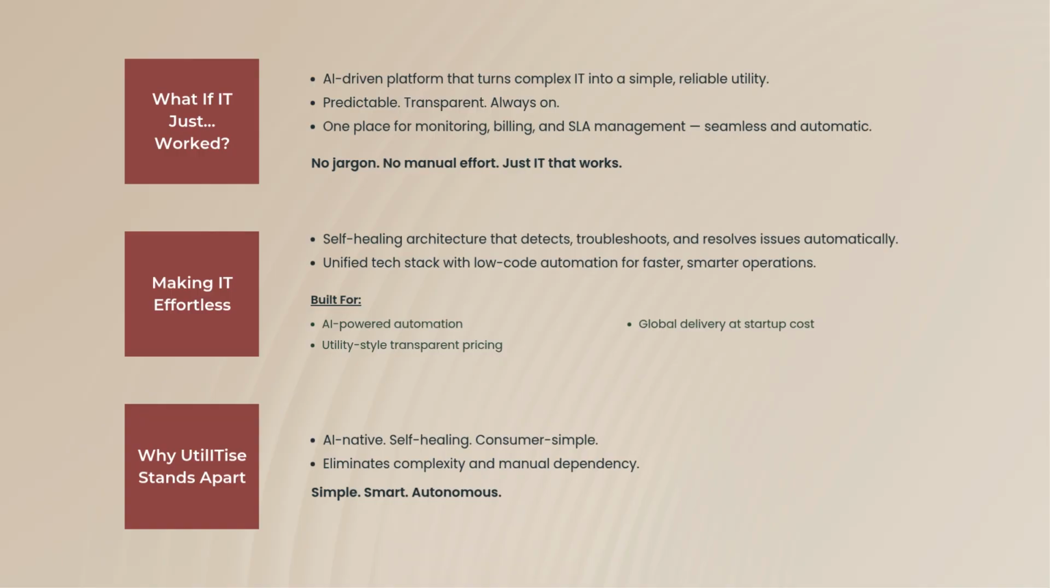Behind the scenes, it's powered by a self-healing architecture that detects, troubleshoots, and fixes issues on its own. With a unified tech stack and low-code automation, it keeps operations faster, smarter, and more efficient. It's built for AI-powered automation, transparent utility-style pricing, global delivery at startup cost. What makes utilITise truly stand out is that it's AI-native, self-healing, and built to be consumer simple, removing the complexity so IT can finally be effortless.